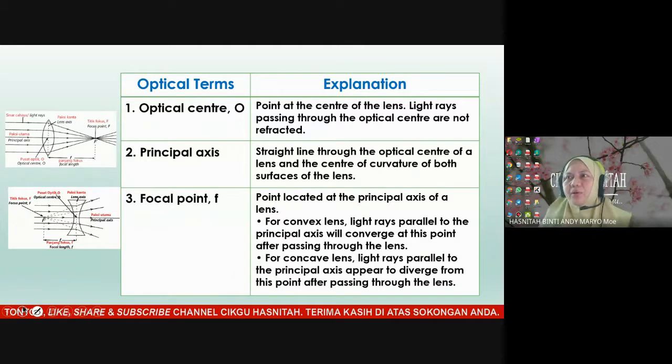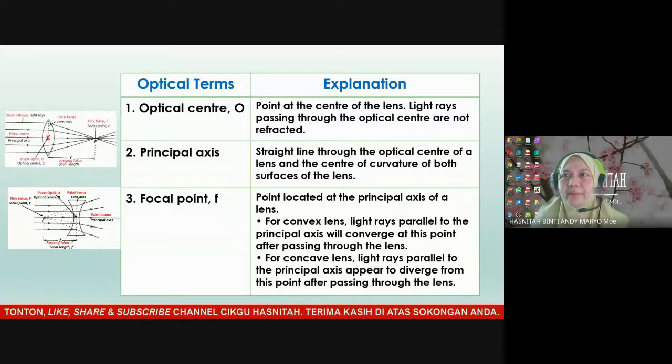If you look at the first term, optical center is given the symbol O. So you can write the symbol there in your workbook, capital O. So what is the optical center, students? The optical center is a point at the center of the lens. This is the optical center. And light rays passing through the optical center are not refracted.